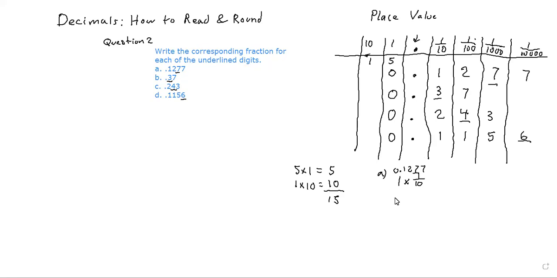The second digit after that is in the 100th place, so that's 2 times 1/100. The third digit, which is the underlined one, is 7, and that's in the 1,000th place. So that's 7 times 1/1,000. If we want the fraction, it says write the corresponding fraction of the underlined number. The underlined number is 7, so 7 times 1/1,000, right?